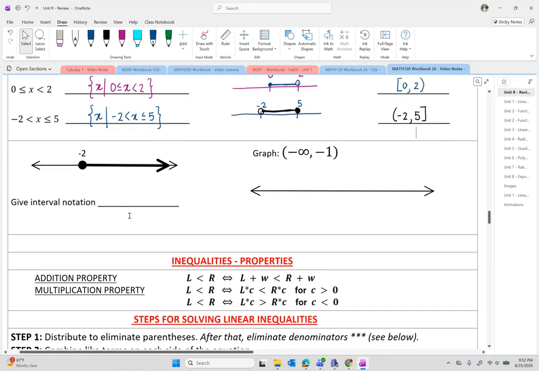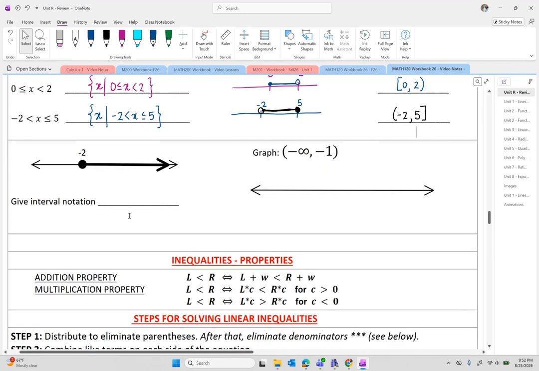If I want to give interval notation for this graph, I see a closed circle at -2 and I see an arrow going to the right. The right is positive infinity. My lower bound is -2, comma, my upper bound is infinity. I'm always open at infinity, so that's a parenthesis. And at -2, it's a closed circle, which denotes the equality, and that will be a bracket.